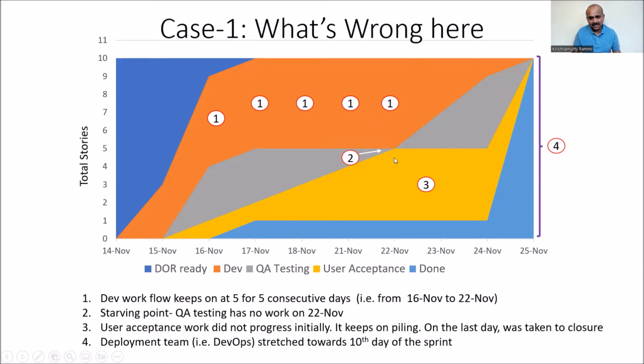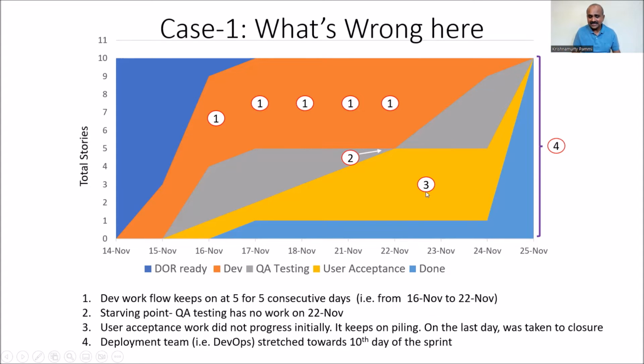And then the UAT, if you see here, is picking up, and in the final days it picked up. For example, from 24th November to 25th November, they picked up. Thank God they have accepted these features. What if in their user acceptance testing, which they carry forward on 24th November and 25th November, that is day 9 and day 10 of sprint, they don't accept? What will happen? Is it the fault of the technical team? Is it the fault of the QA team? If they identify mistakes towards the end, who takes responsibility?